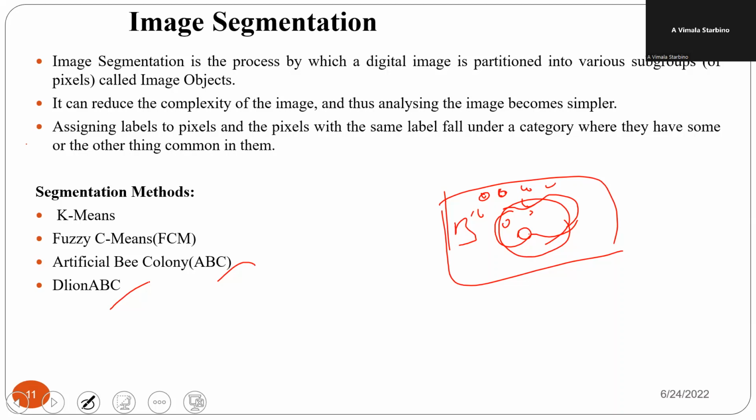That wider range is nothing but a global search. Instead of comparing the values only within the background region, I compare this value with this one, and this value with that one. By comparing global pixels, through global search, this will give better results when compared to the artificial bee colony.